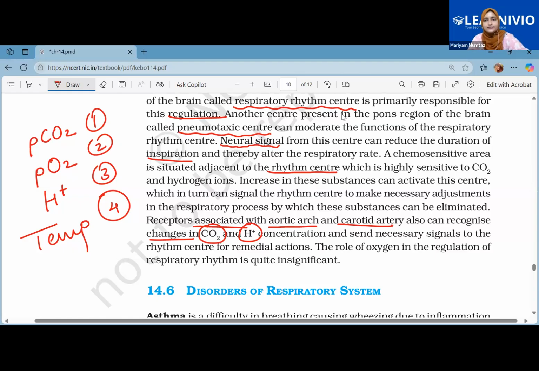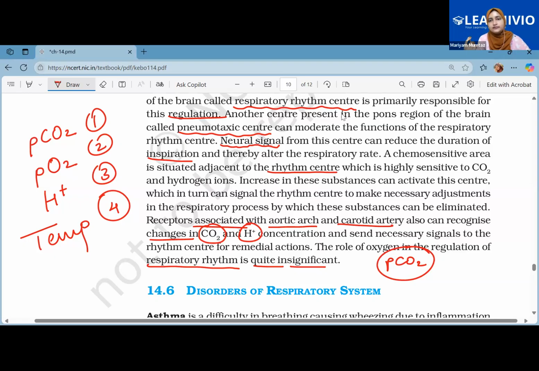Getting my point? Any doubts? So the role of oxygen in the regulation of respiratory rhythm is quite insignificant as such. Because it's the partial pressure of CO2 only that is regulating everything. Our body doesn't pay attention to the partial pressure of oxygen. Rather, it pays attention to the partial pressure of CO2. That matters, because as a result of that, oxygen can be regulated.